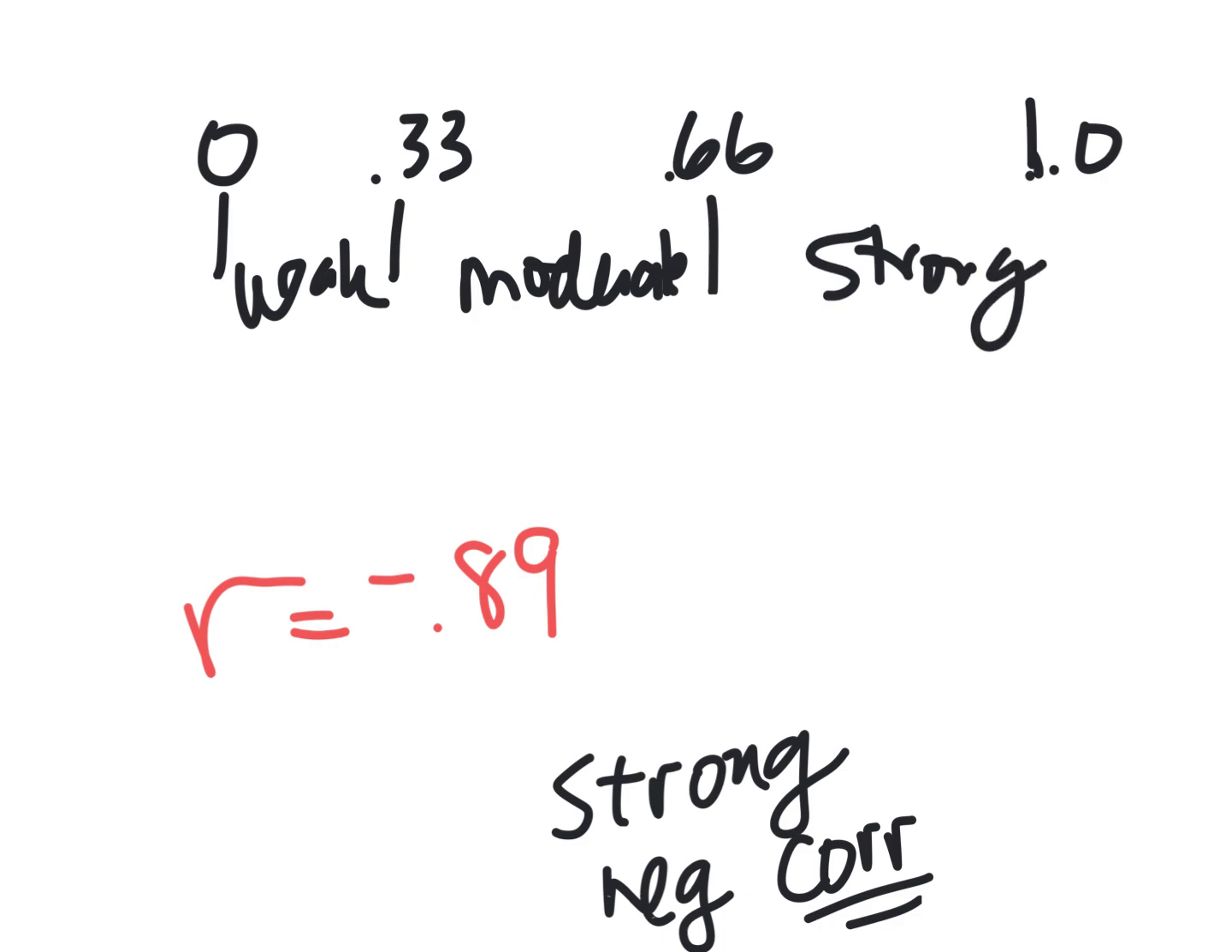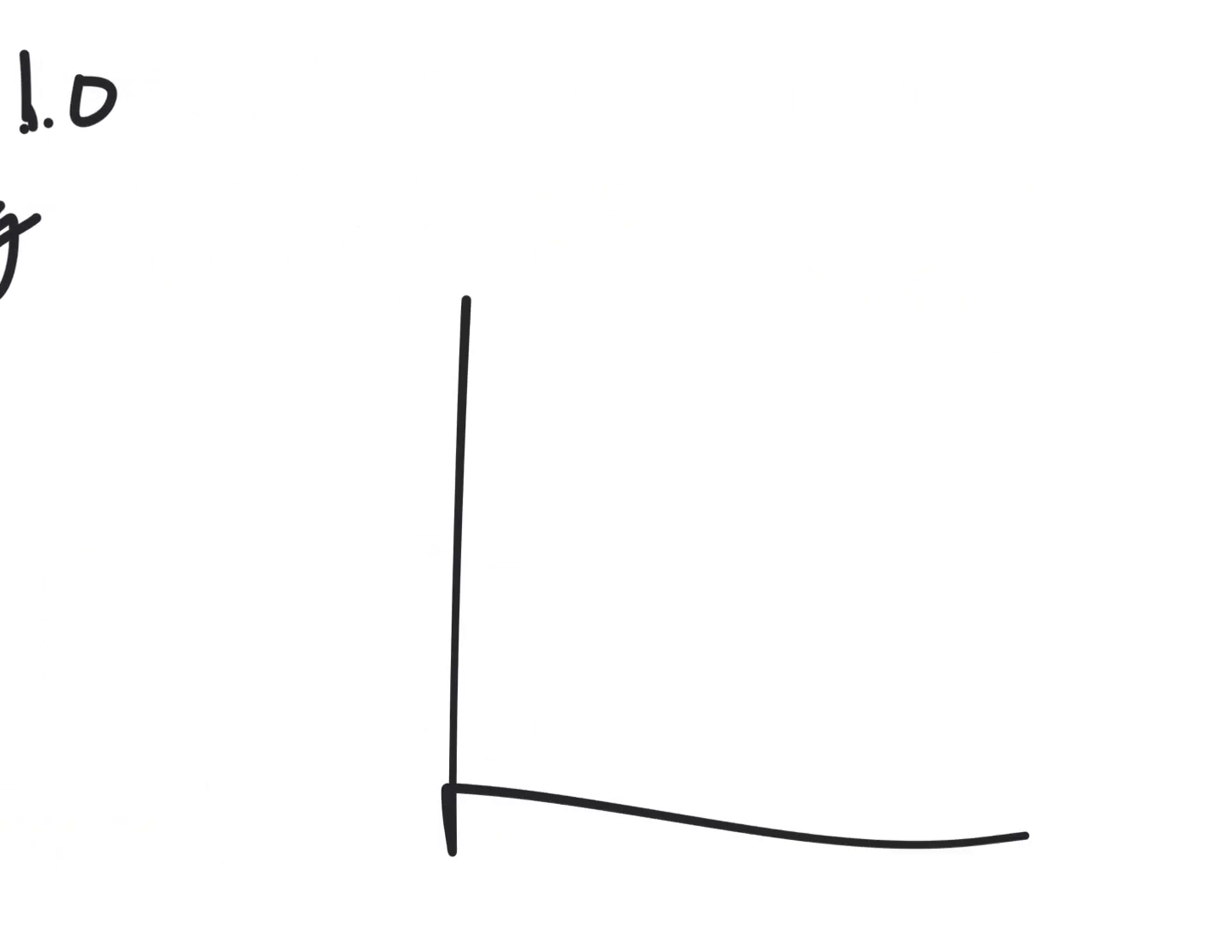Okay? And then just remember it's positive and negative. It's easy to just miss that negative sign. Negative means it's going down like this. There are things that go down, like over time, your memory.